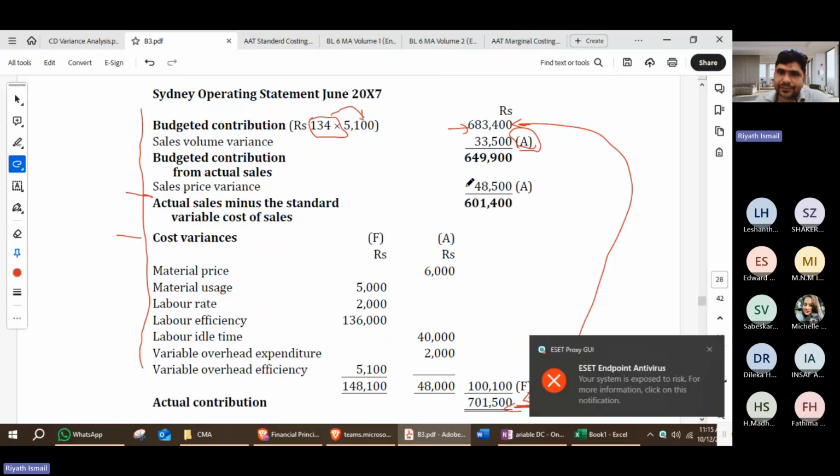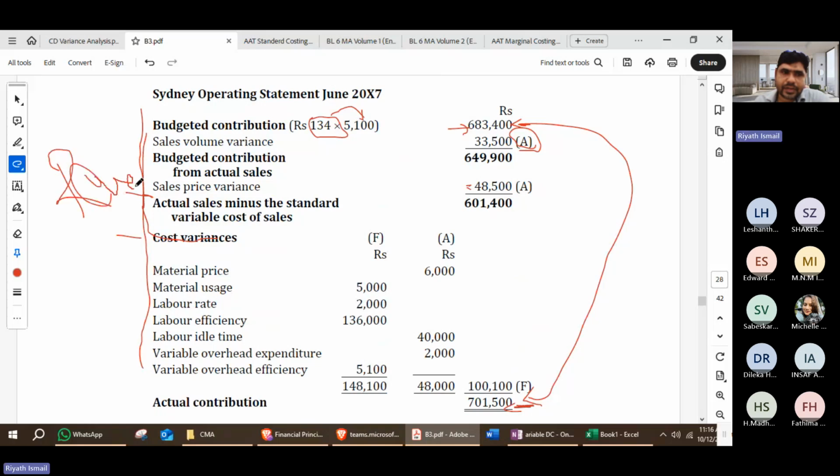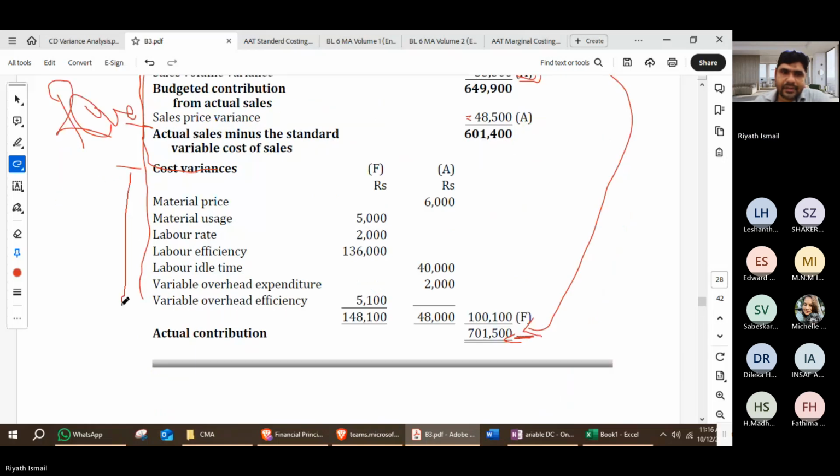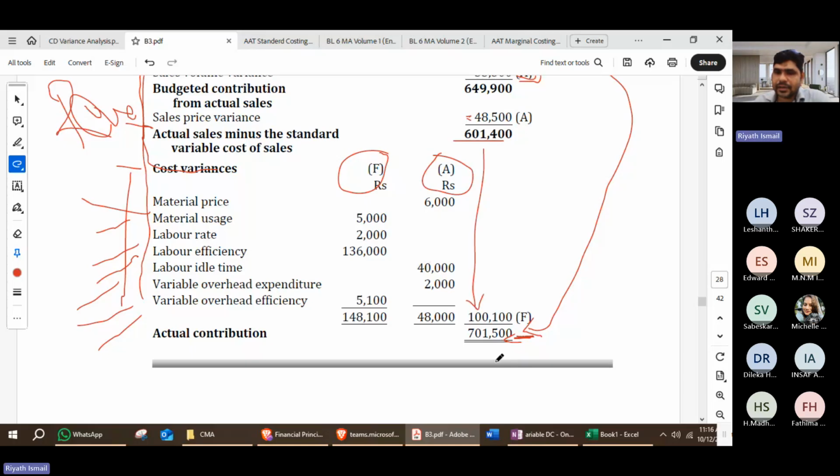Then the sales price variance adverse. So this is all of these things about the revenue side, and this is the cost side. Material price variance, material usage, labor efficiency, idle variance, overhead variance, variable overhead efficiency variance. All those things are considered, favorable and adverse, and altogether, 701,500 is the actual contribution, right? So this is how they reconcile.